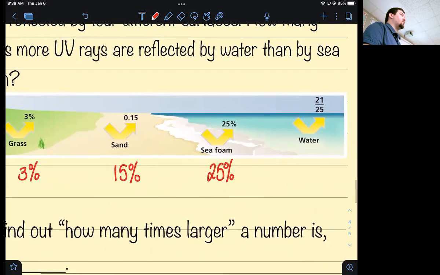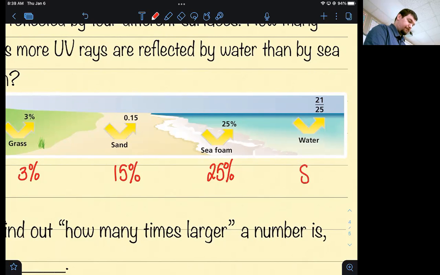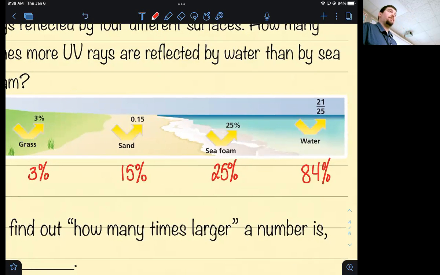What about 21 over 25? Sierra, what would 21 over 25 be as a percent? 0.84, and what would 0.84 be as a percent then? Just slide that decimal over twice. 84%. So the water reflects the most, which means it's absorbing just a little bit, which is why when you go into deep water, it's much colder than the shallow water.